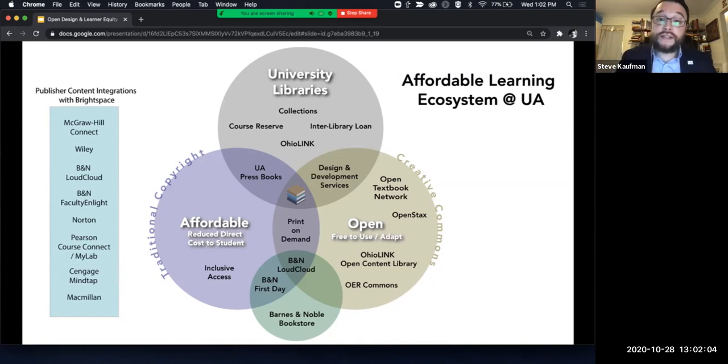So what we do is we have this thing called our Affordable Learning Initiative, and that's where we sit in the middle. My department is Design and Development Services. That's where the designers sit. Print on demand is a function of our student union, and then we also have a publishing arm as a part of our library for faculty publications and student publications.